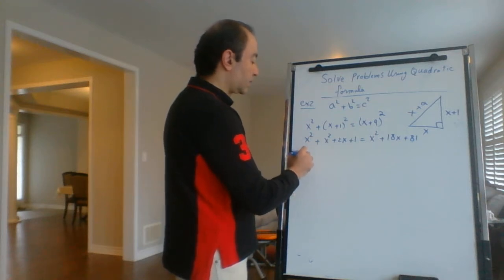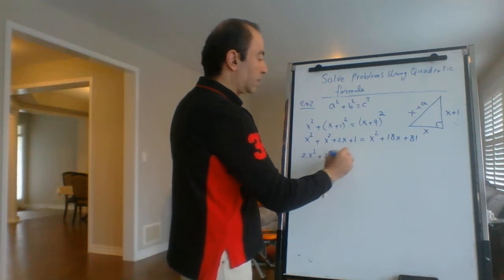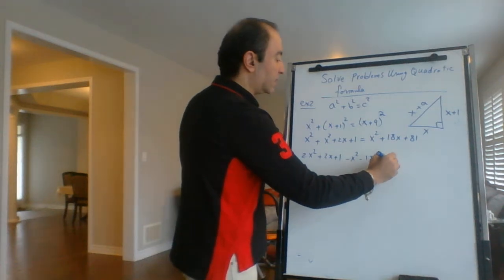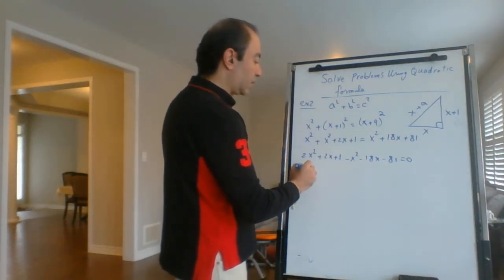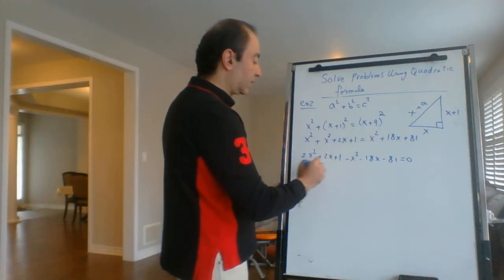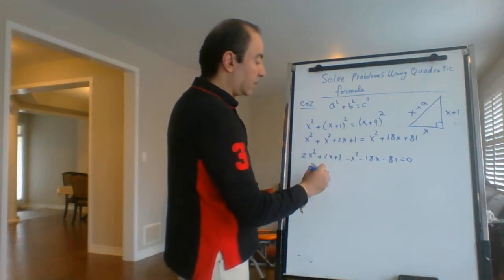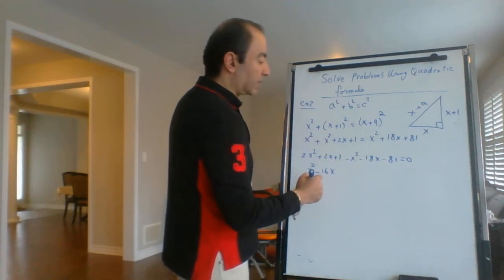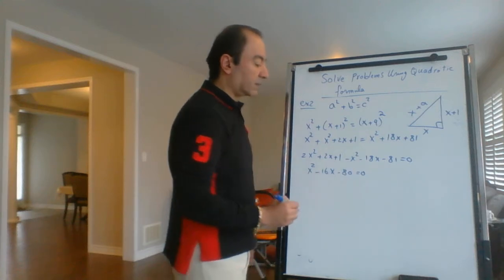So x squared and x squared is 2x squared, plus 2x plus 1, then minus x squared minus 18x minus 81 equals 0. Combine like terms, so we are going to have 2x squared and negative x squared is x squared. 2x minus 18x is negative 16x. 1 minus 81 is negative 80 equals 0.